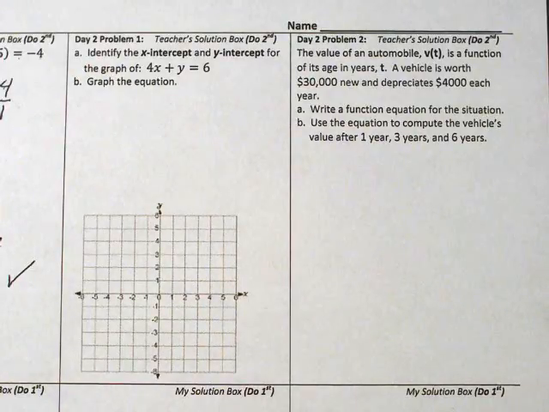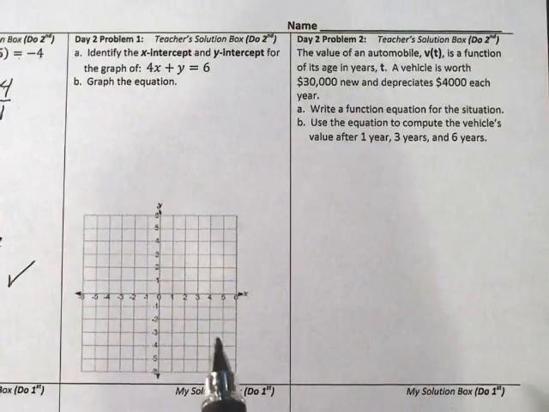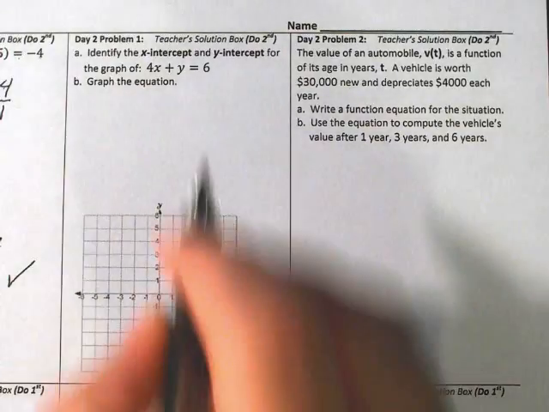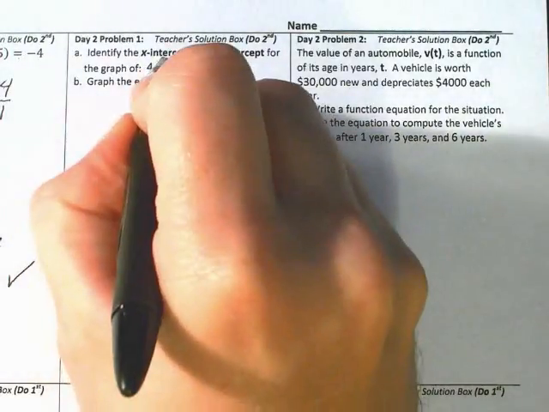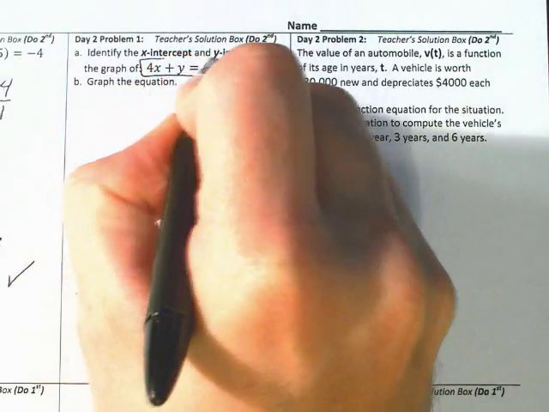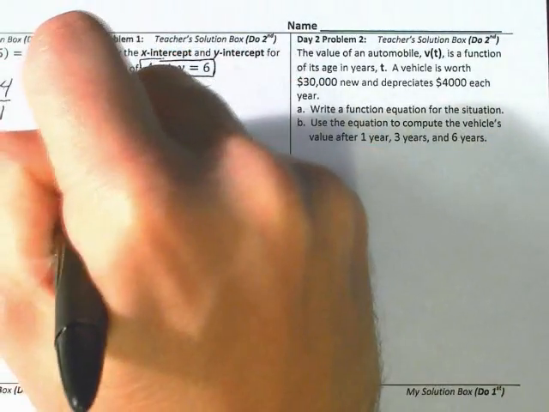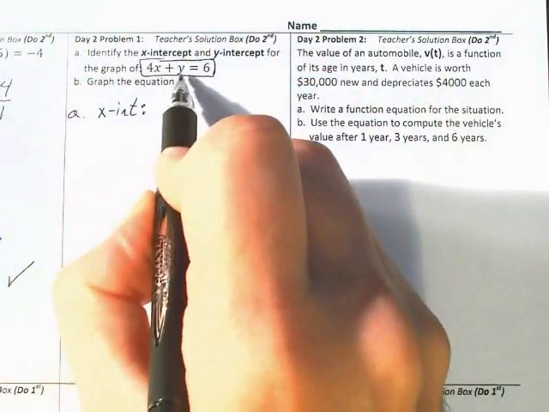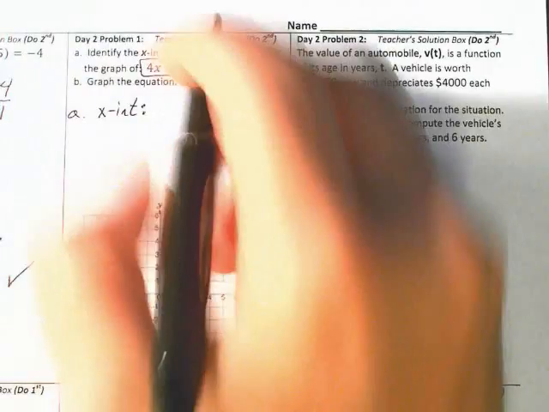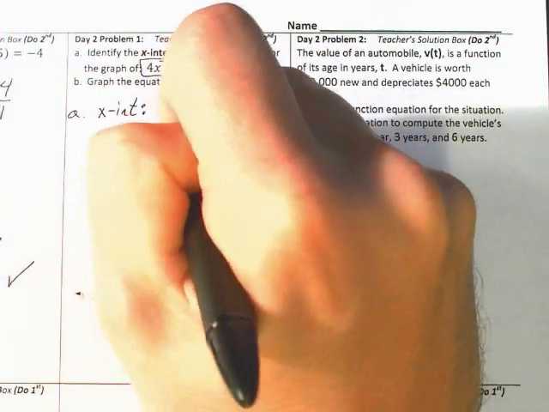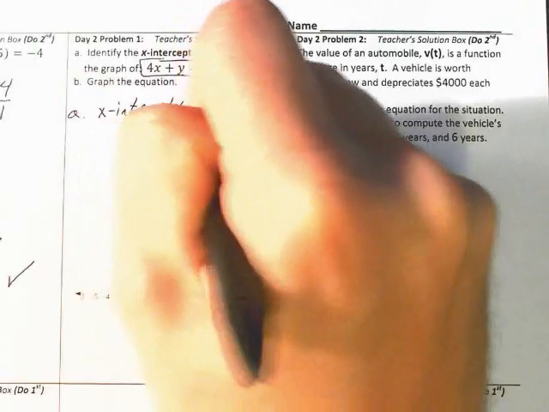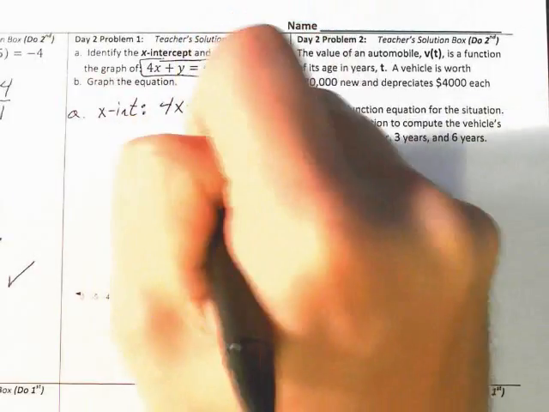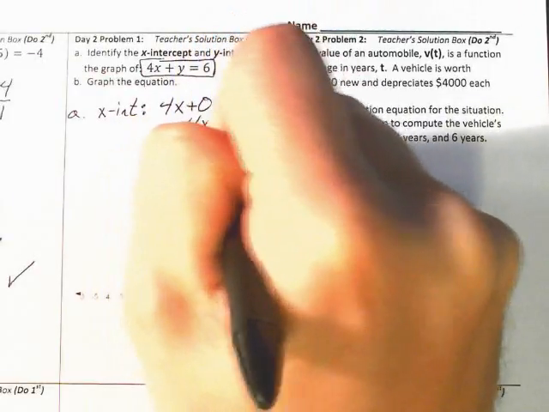Day 2, Problem 1. Part A, identify the x-intercept and y-intercept for the graph of 4x plus y equals 6. To find the x-intercept, we can take that equation and substitute a 0 in place of the variable y. That would create the equation 4x plus 0 equals 6, or 4x equals 6.